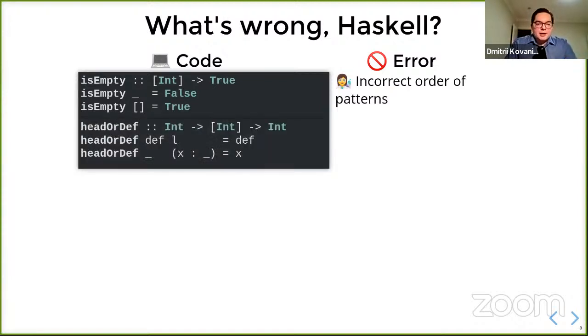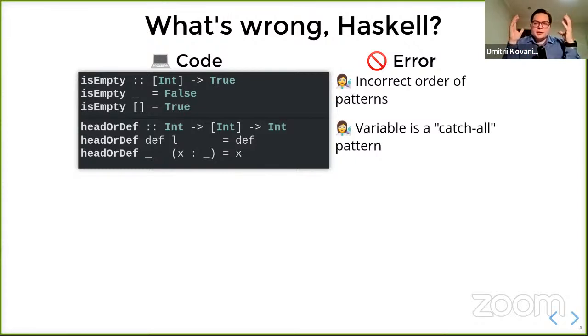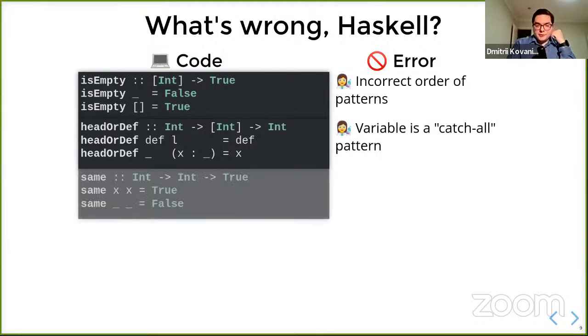Again, what's wrong with this function? It's headOrDef. It's very similar to what we wrote, but in our first pattern we gave the name l to the list. And again, this function will always return the default value because a variable always matches. Again, the order of patterns matters, and you can think of a variable or underscore as these kinds of whole patterns that always match anything. So be careful when you use these patterns.